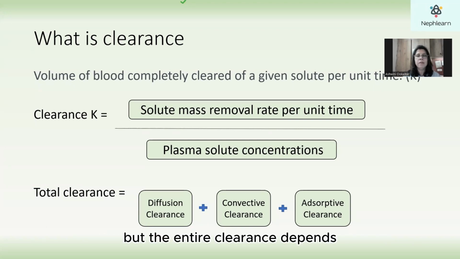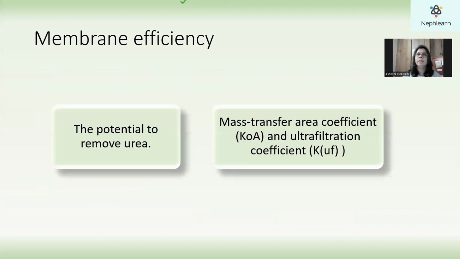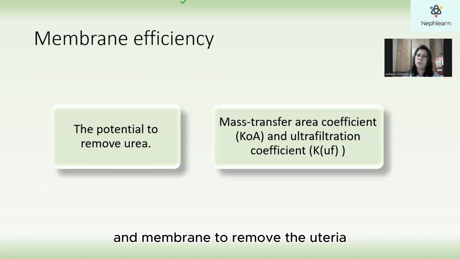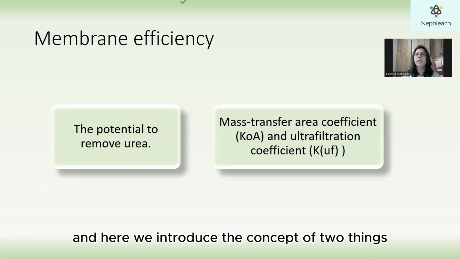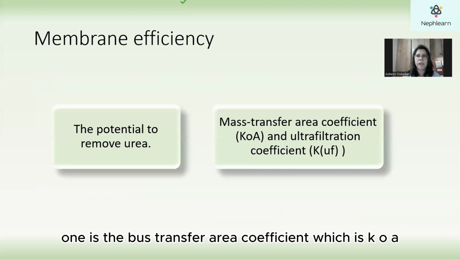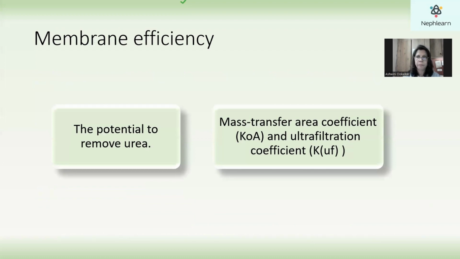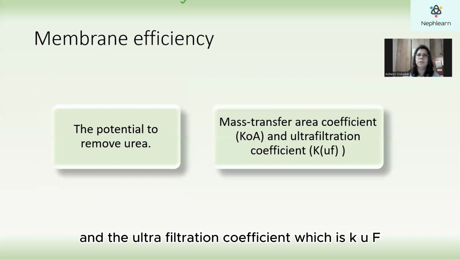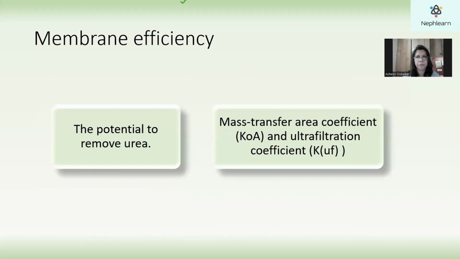But the entire clearance depends not only on the diffusion, but also on the convection and also on the adsorptive clearance. Similarly is the membrane efficiency, which is the potential of the membrane to remove the urea. And here we introduce the concept of two things. One is the mass transfer area coefficient, which is KOA, and the ultrafiltration coefficient, which is KUF.